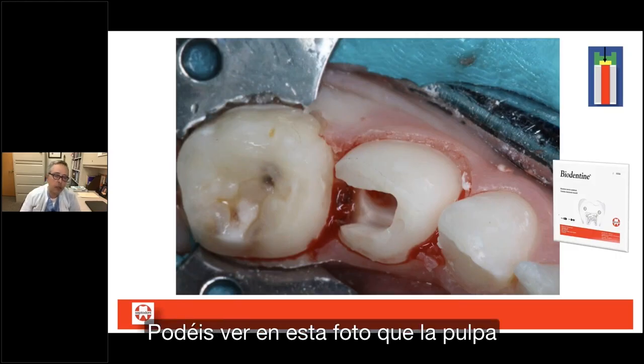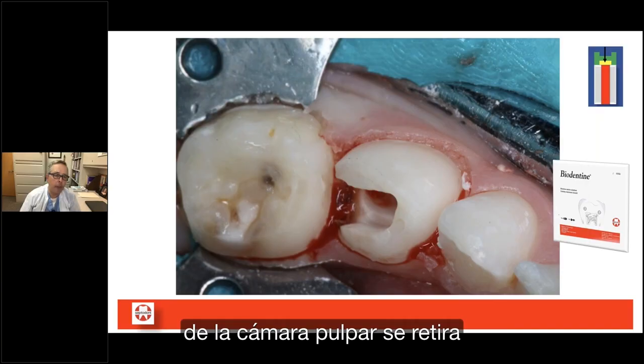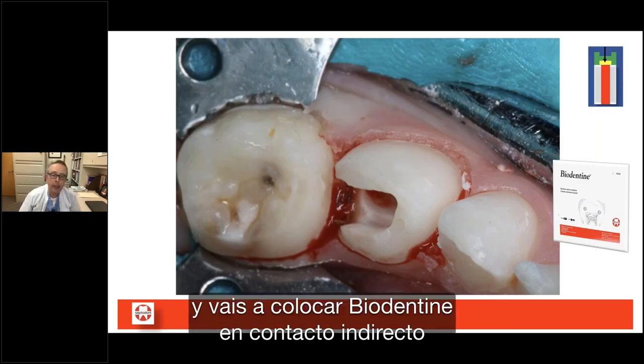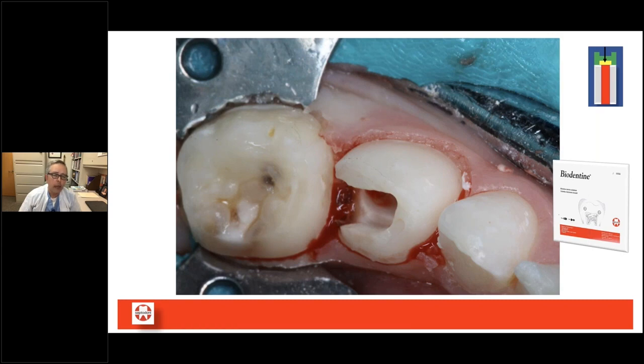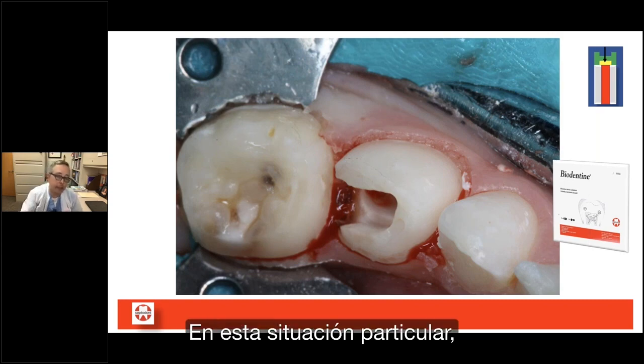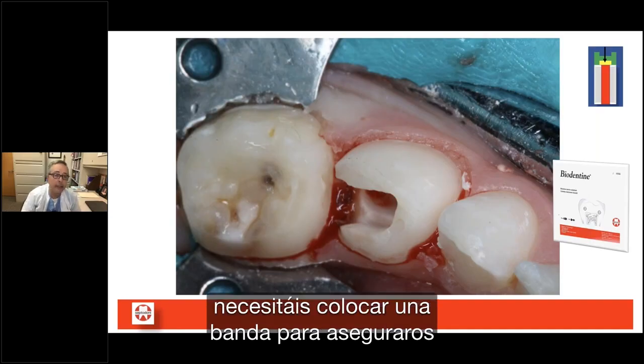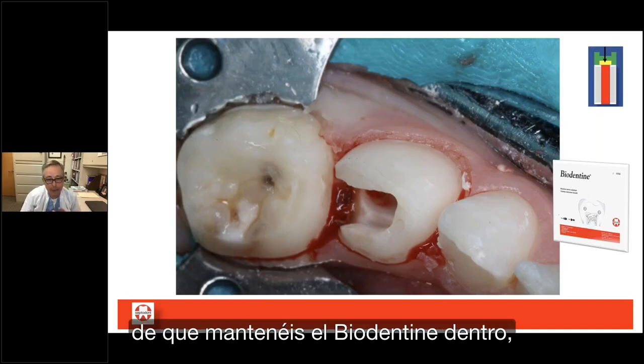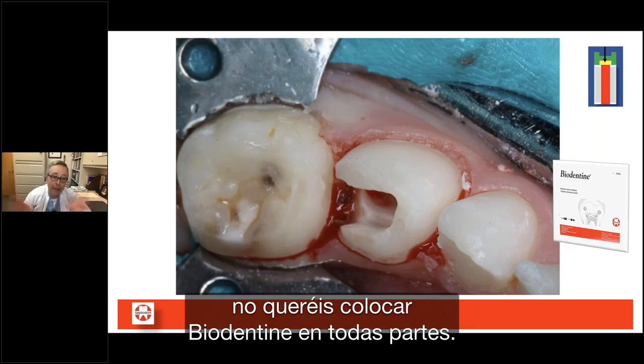You can see in this picture that the pulp from the pulp chamber is removed, and you are going to place biodentine in direct contact with the pulp horns. And you fill that cavity. In this particular situation, you need to place a band, so you make sure that you keep the biodentine within. You don't want to place biodentine everywhere.